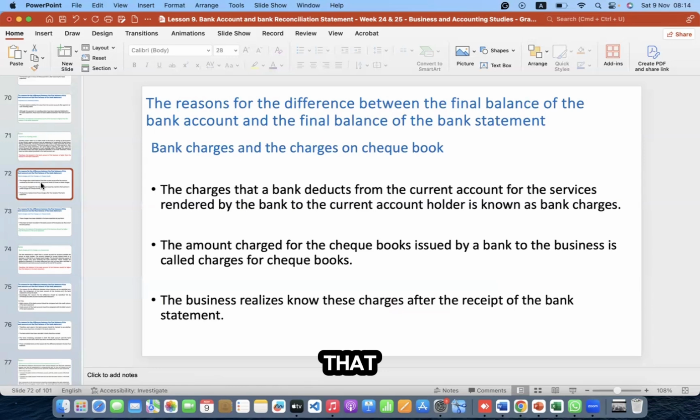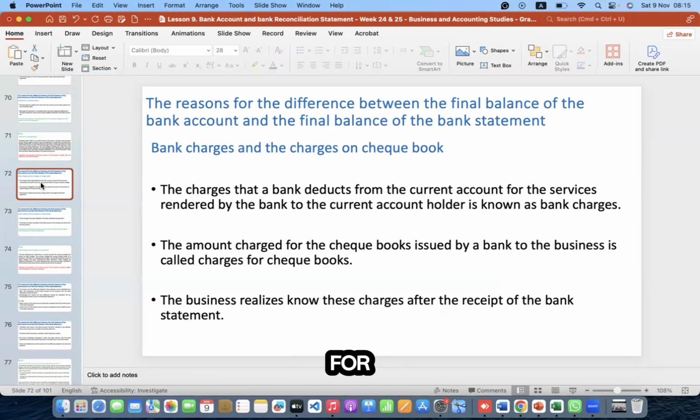The charges that the bank deducts from the current account for the services rendered by the bank to the current account holder is known as the bank charges. So that is the very formal definition. The charges that the bank deducts from the current account for the service rendered by the bank to the current account holder is known as the bank charges.